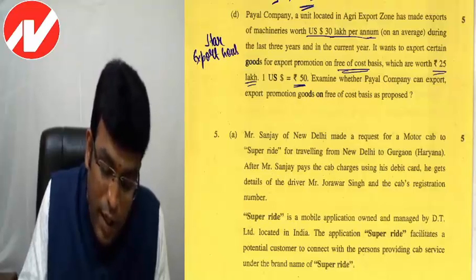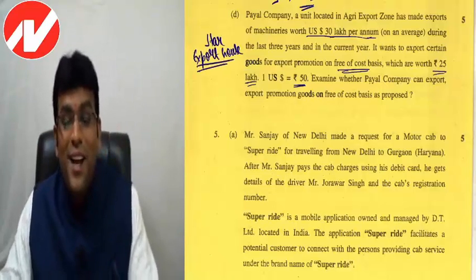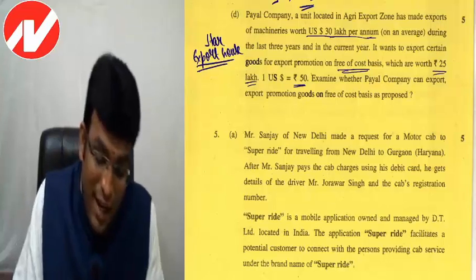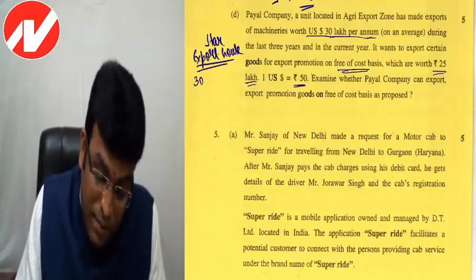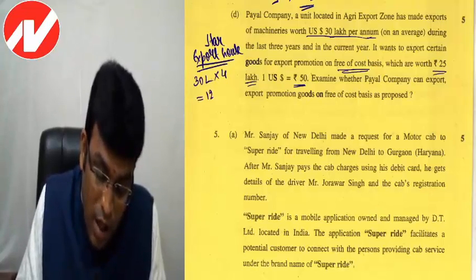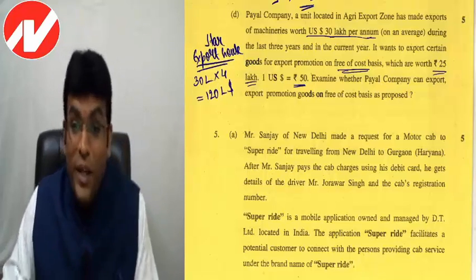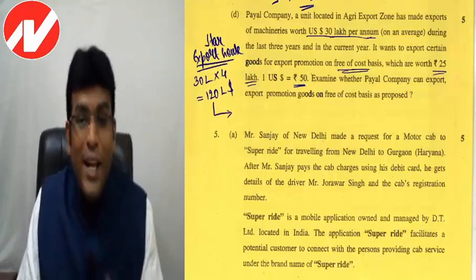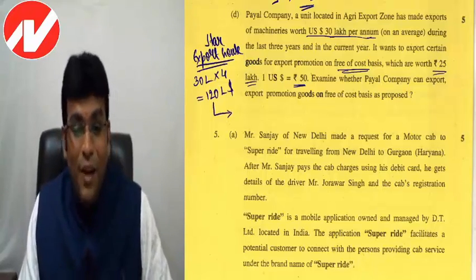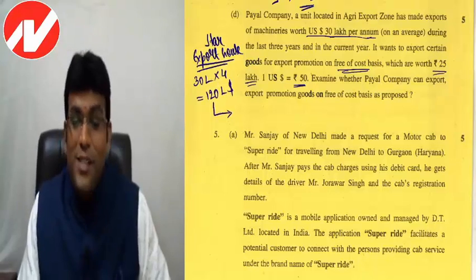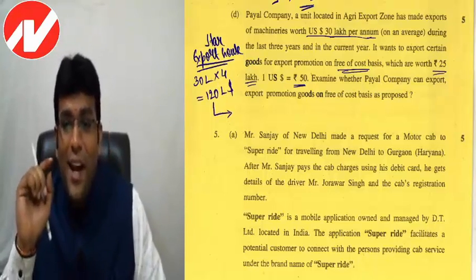We look at last 4 years performance, current year plus last 3 years. It is $30 lakhs per annum into 4 years. How much? $120 lakh. When it is $120 lakh, my dear friends, it is more than 100 million. Correct, my dear friends?